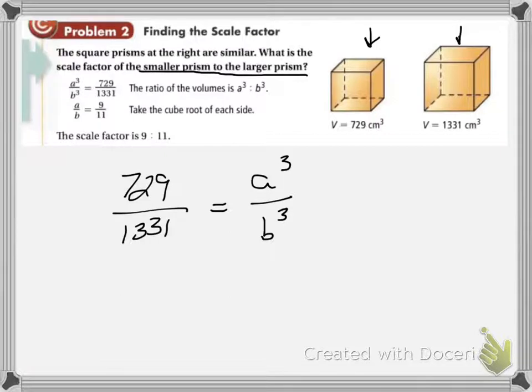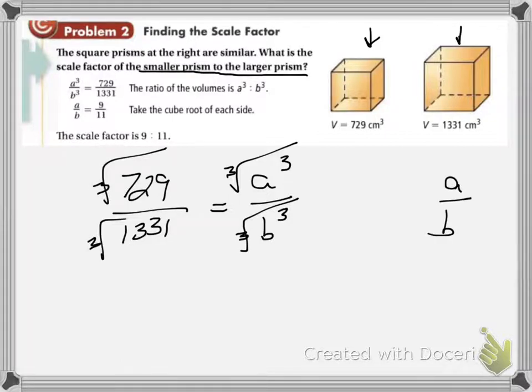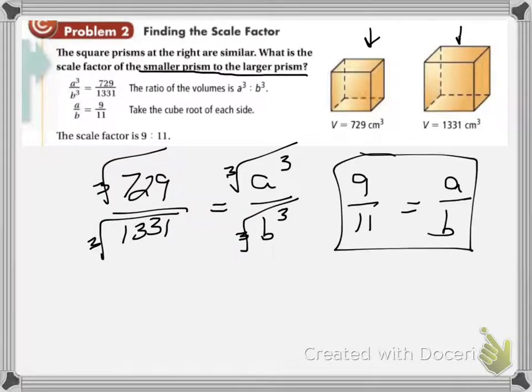And just like areas, the opposite of squaring something is square rooting. The opposite of cubing something would be to cube root it. So I want to cube root a cubed and cube root b cubed. That would give me a over b. I'm going to do the same thing over here. Cube root 729 and cube root 1331. That's what's going to end up giving me 9 over 11. That's my scale factor. And you can always represent it that way as well.